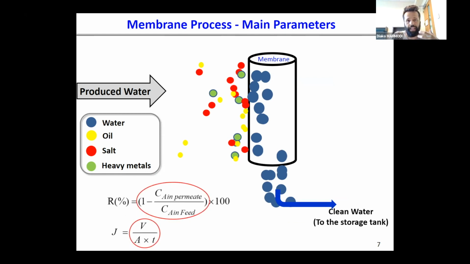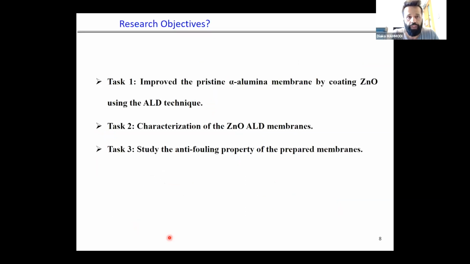We evaluate membrane performance in terms of rejection rate and flux. Rejection rate is 1 minus the concentration on the permeate side over the concentration on the feed side. And flux is the volume of water which passes through the membrane over the active surface area of the membrane times the time which is needed for this process. That's how we can evaluate a membrane process.